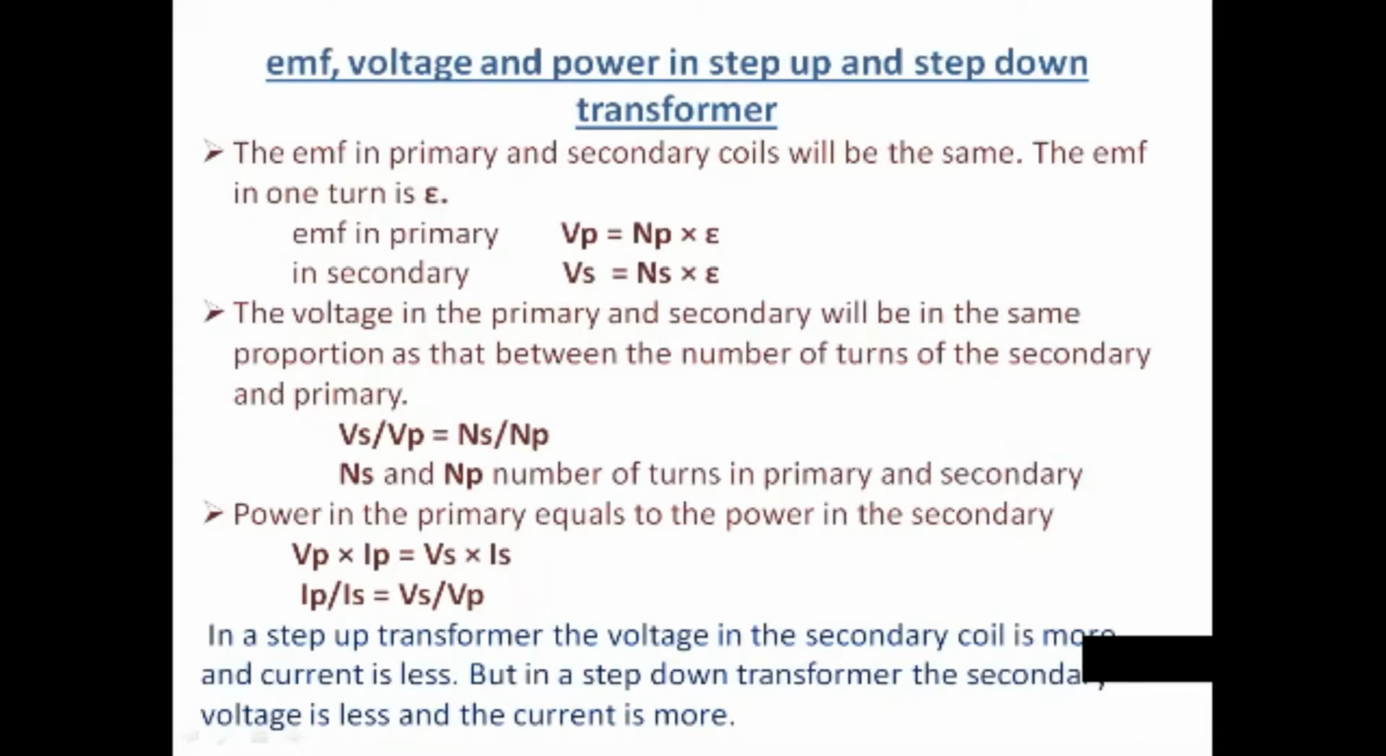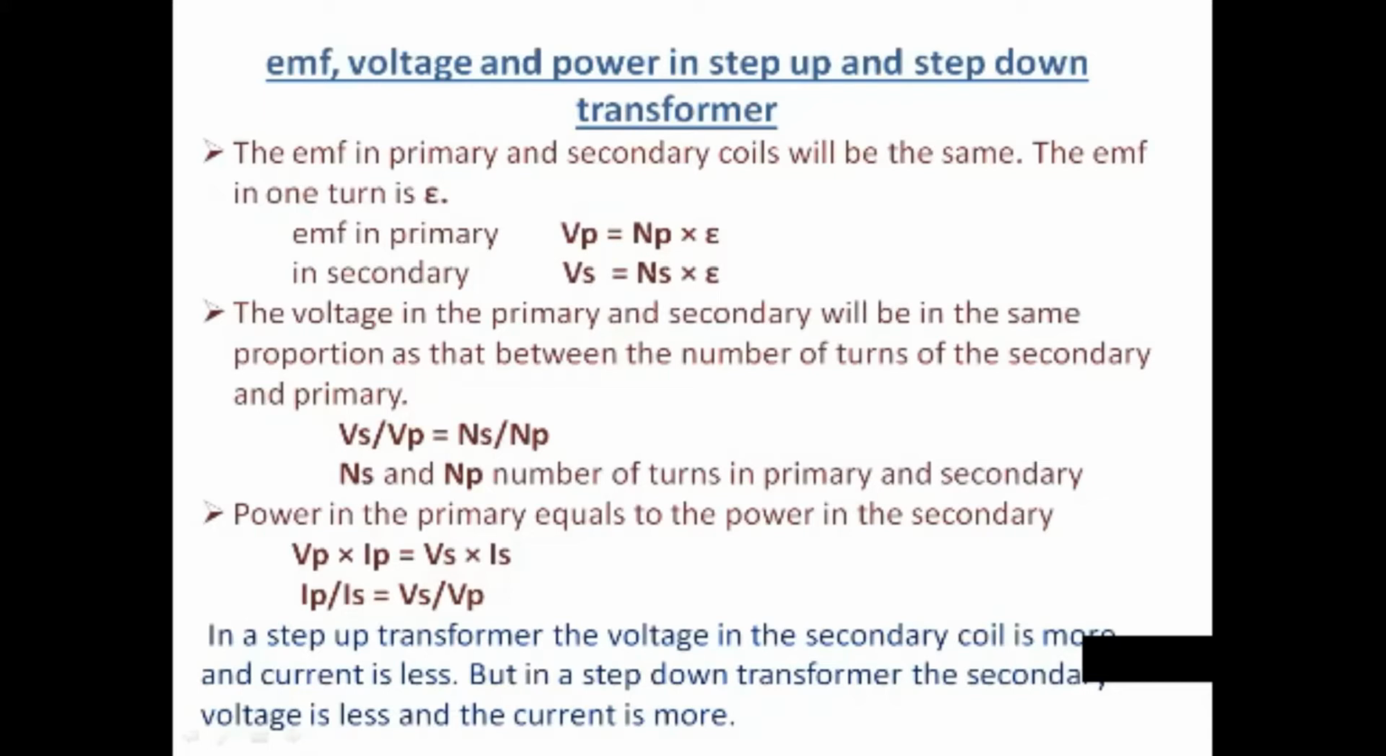Here Ip and Is are the currents in the primary coil and secondary coil. Ip by Is is equal to Vs by Vp. And in a step-up transformer, the voltage in the secondary coil is more and the current is less. But in a step-down transformer, the secondary voltage is less and the current is more.